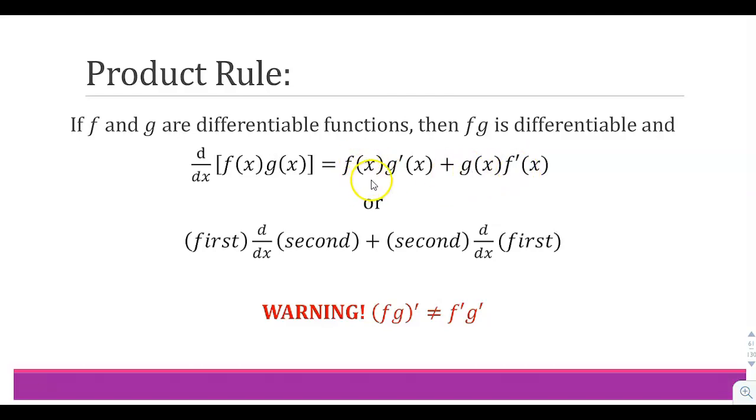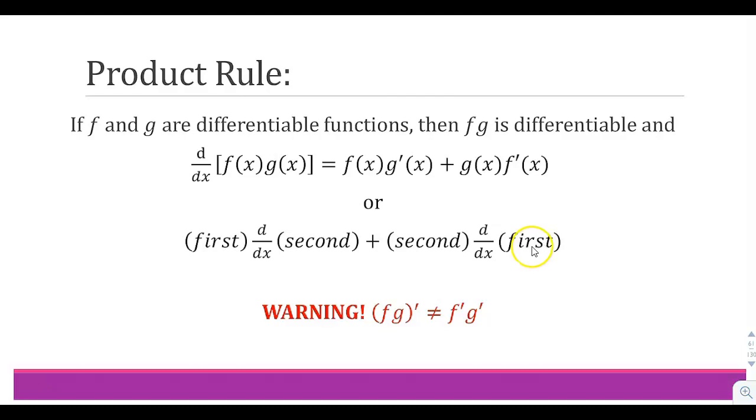Essentially, we leave f of x alone, multiply by the derivative of g, then we leave g of x alone and multiply by the derivative of f, and we add those two together. Another way to help think about this is we can take the first function, leave it alone, times the derivative of the second, plus the second function, leave it alone, times the derivative of the first.